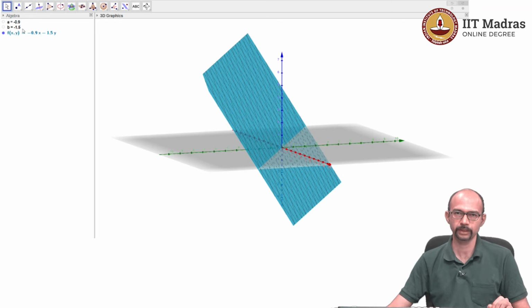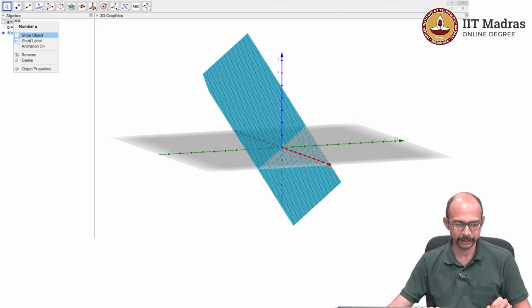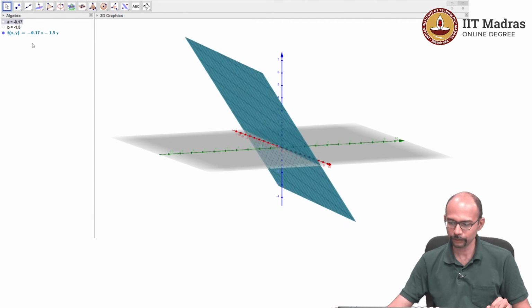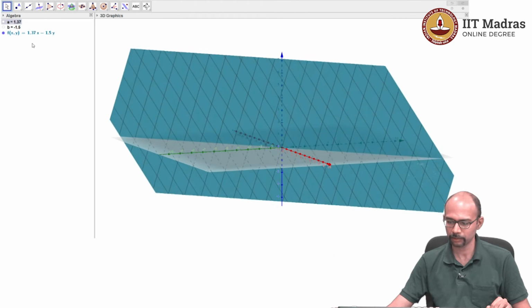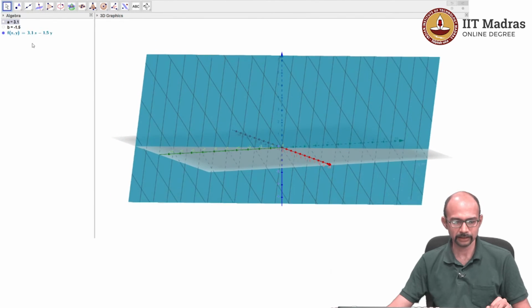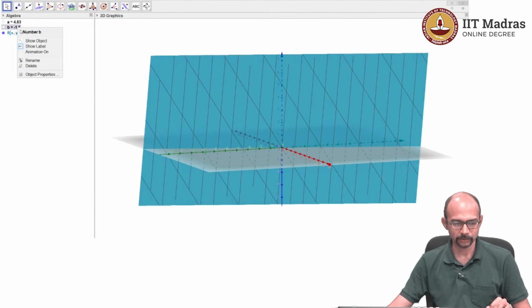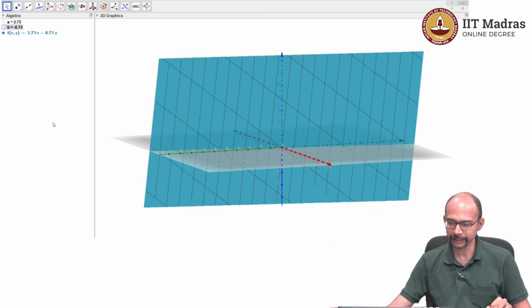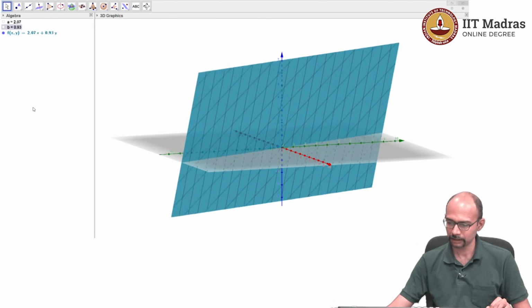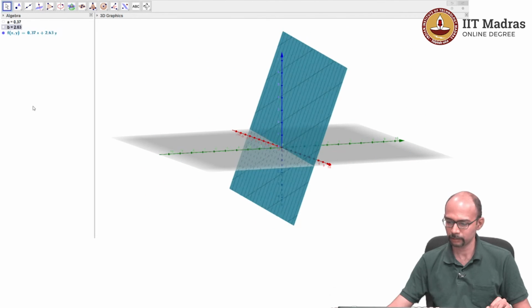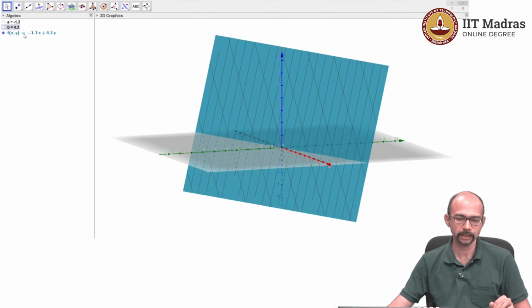This is something we understand, because this is exactly the plane z is equal to ax plus by. And how does this plane move? If we animate it, this is what happens to the plane as a changes, and we can animate b as well. If a and b both change, this is what happens. So this plane moves around depending on the coefficients.